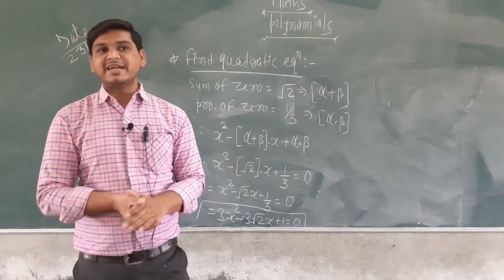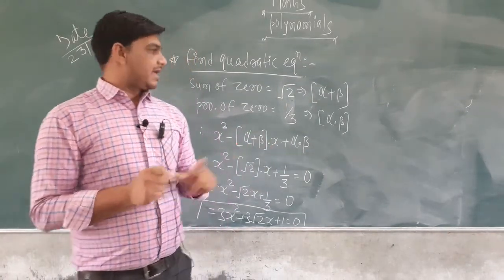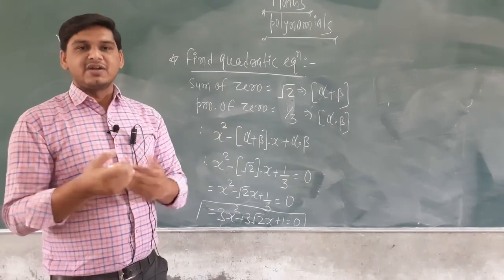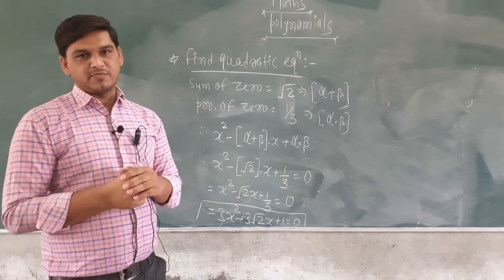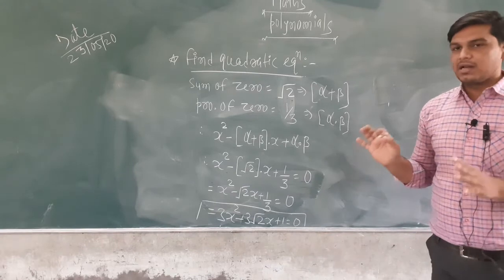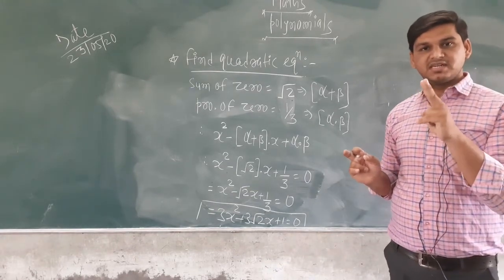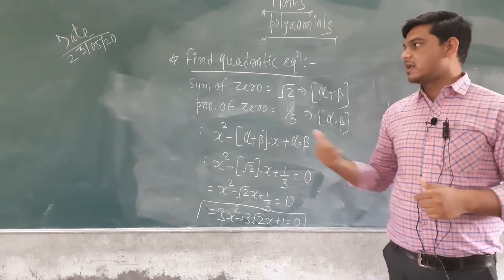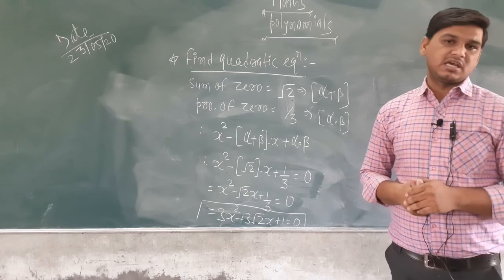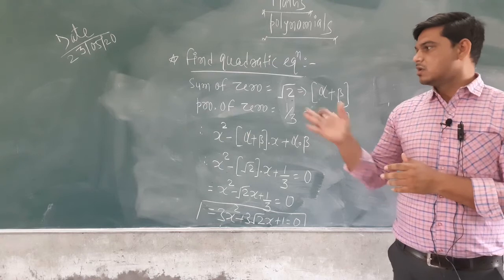In the next topic of mathematics, we will discuss division of polynomials, how to divide a polynomial, and if one of the zeros is given, how we can find the remaining zeros. That we will discuss in the next lecture. For today you have to take two topics: how to find the relation between coefficients and zeros of a polynomial, and how to find the quadratic equation if the sum of zeros and product of zeros is given. You can also practice the questions given in the textbook.